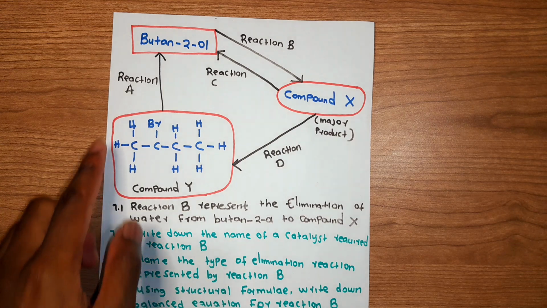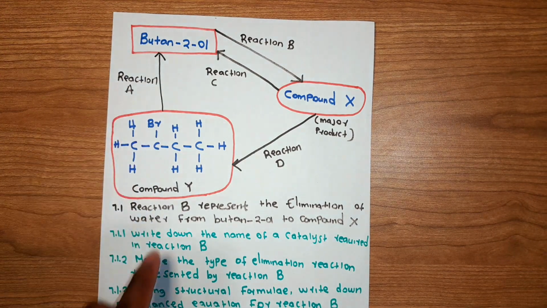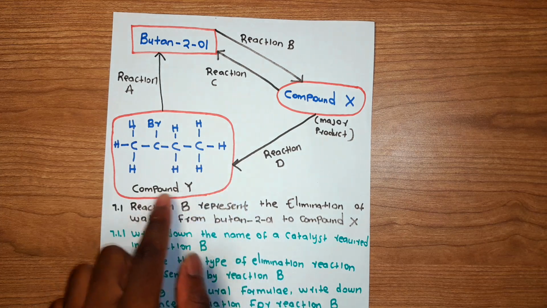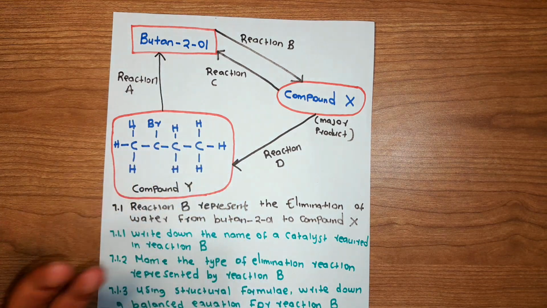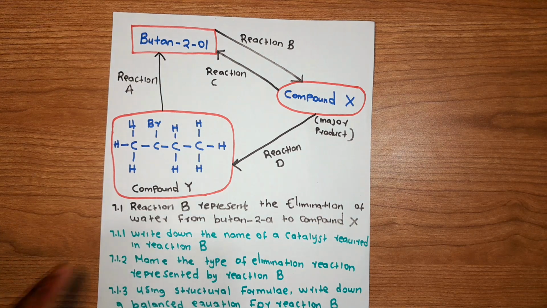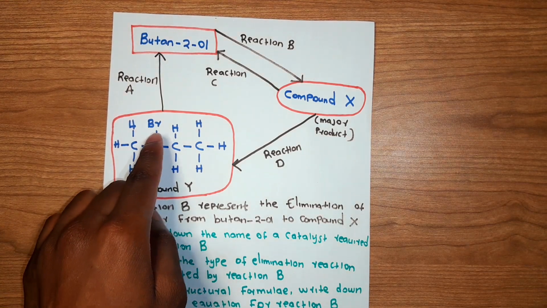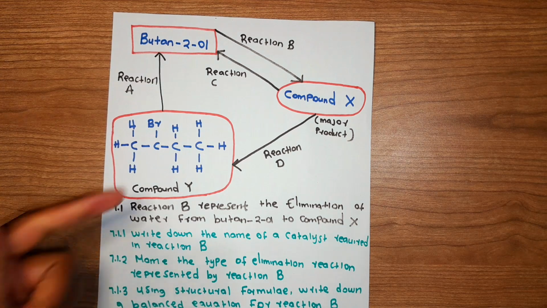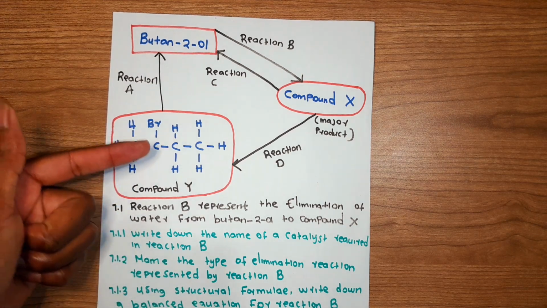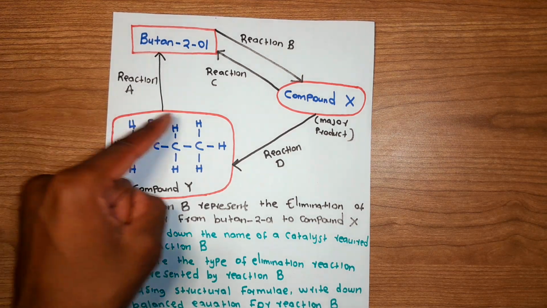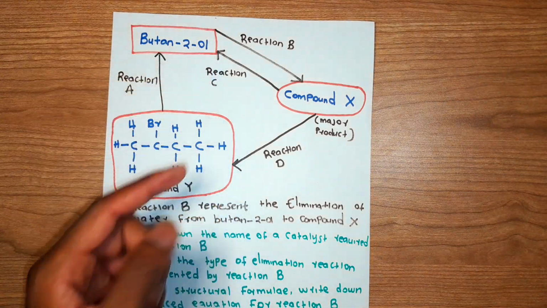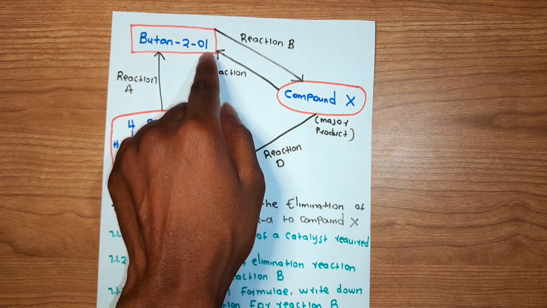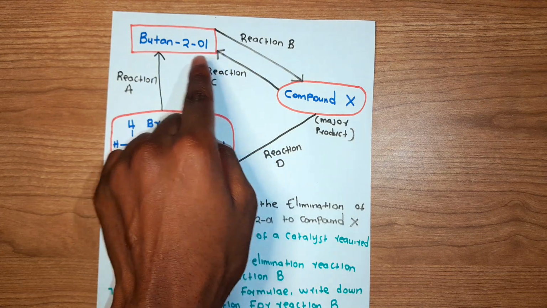Now, let's actually look at reaction A. We look at compound Y. We realize that compound Y is actually a haloalkane. How do we know that this is a haloalkane? Because it has Br in it. It has the halogen Br. So it is transformed from the haloalkane to butan-2-ol. We notice that this is actually an alcohol because of this OH.